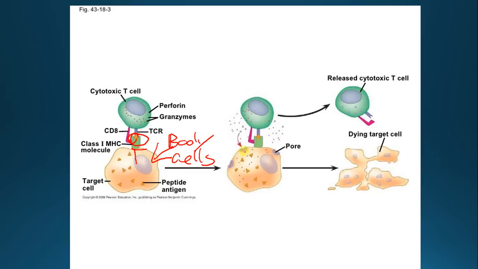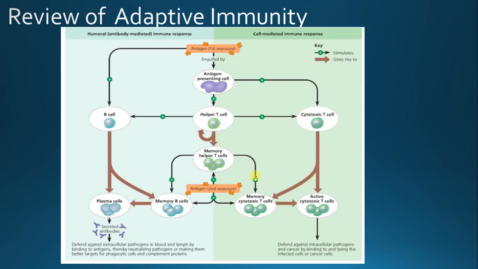It releases perforin, drills holes, makes pores, and granzymes that then lyse the cell, so limiting the bacterial or the viral propagation by destroying the infected cells. So here's kind of a review of adaptive immunity.